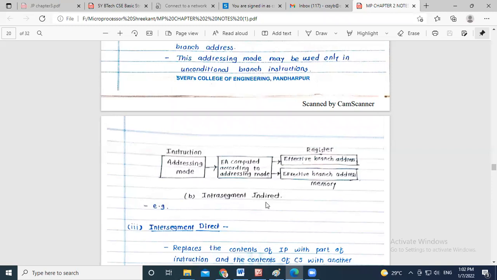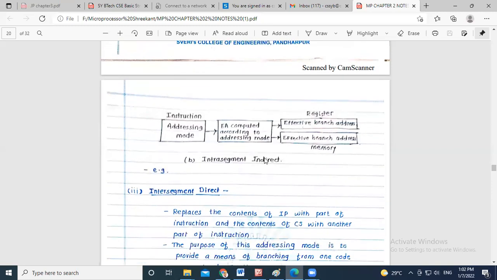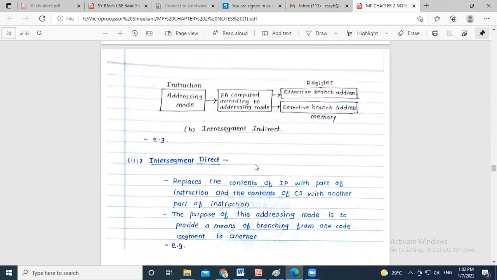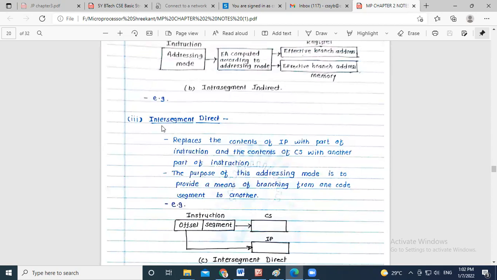So this is intra segment indirect. So what we saw: intra segment direct and intra segment indirect. Next, inter segment, outside. If you are going to do the outside, then control of the code segment is compulsory again. So here it replaces the contents of the instruction pointer with a part of the instruction, and the contents of the code segment. CS is nothing but the code segment, with another part of the instruction.